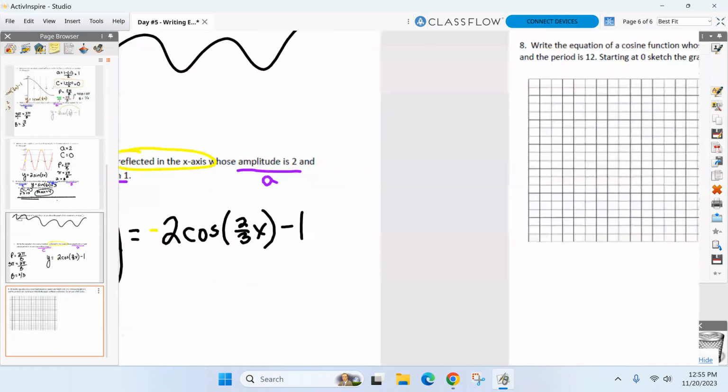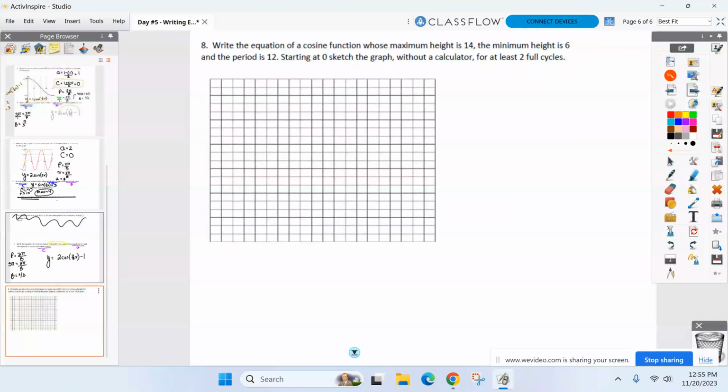And I think we got one more. Yes. And I have to graph it too. Let's go.